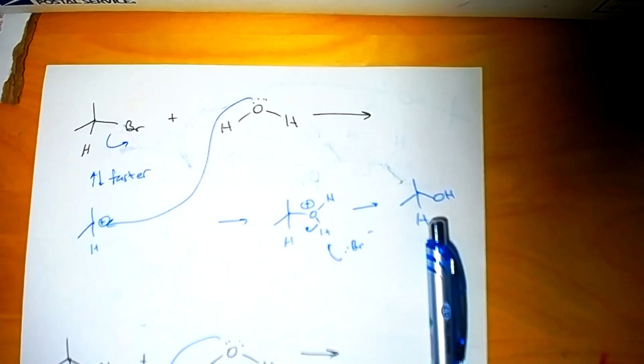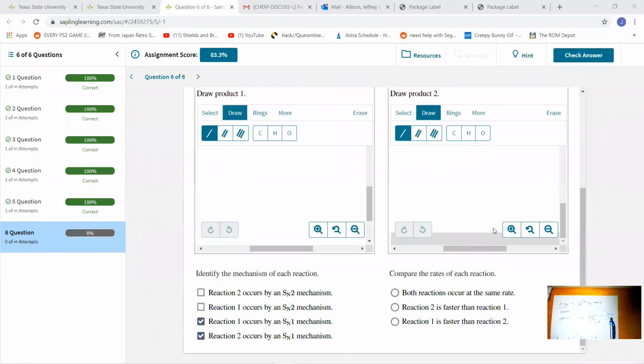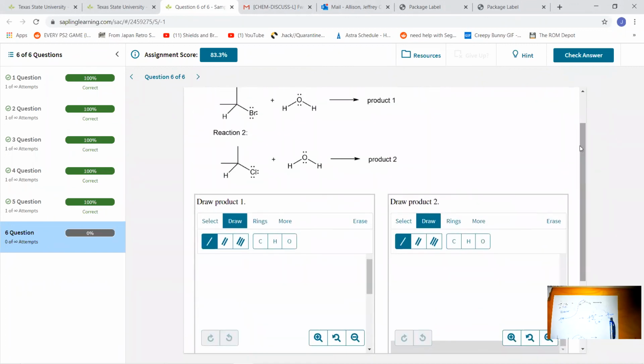Okay, so go back to that screen. And so I'm going to come down here. I'm going to go ahead and answer that question right now. So I think reaction 1 is faster than reaction 2. Then I'm going to go up here and I'm going to draw my products now. Okay, and it's showing that hydrogen, so I'm going to go ahead and do that as well. So we've got a group here, another one, and another one. Okay, and so I'm going to have an OH on one side and hydrogen on the other side, and that should be the same thing over here as well.